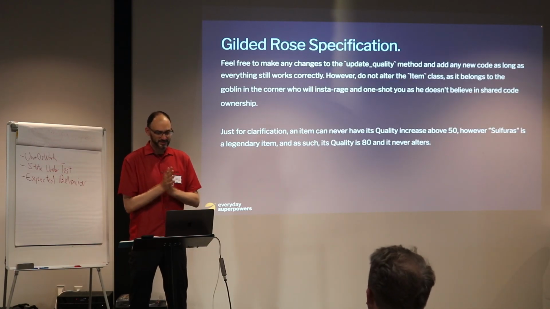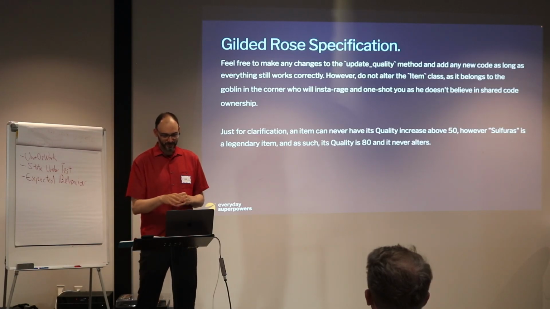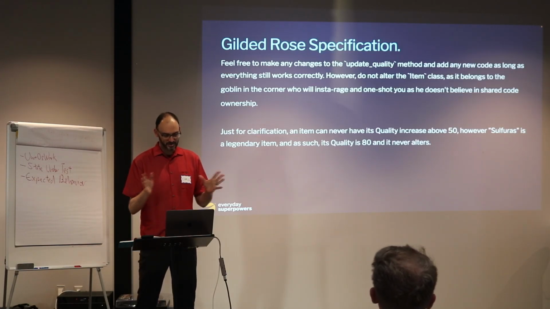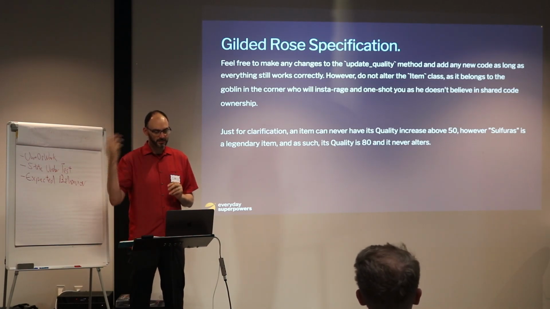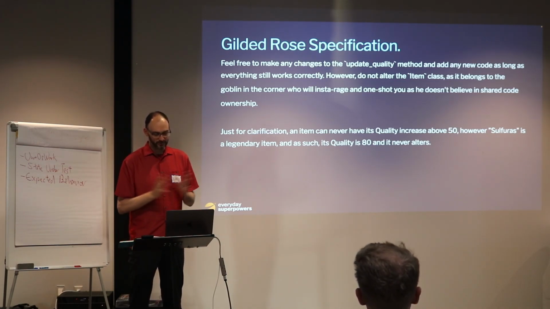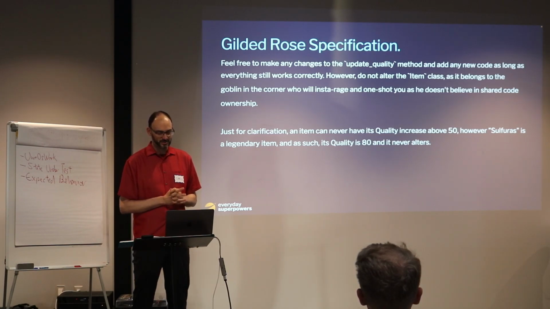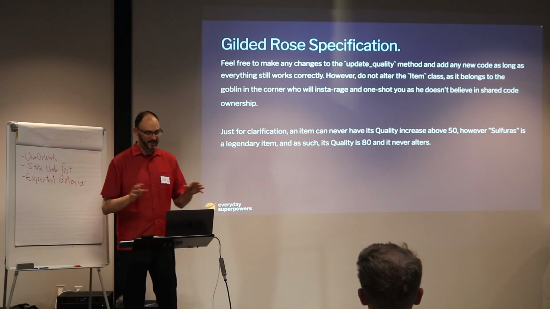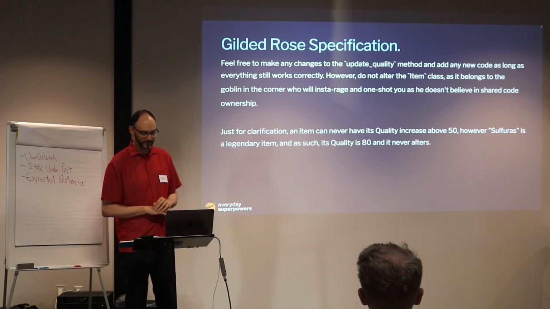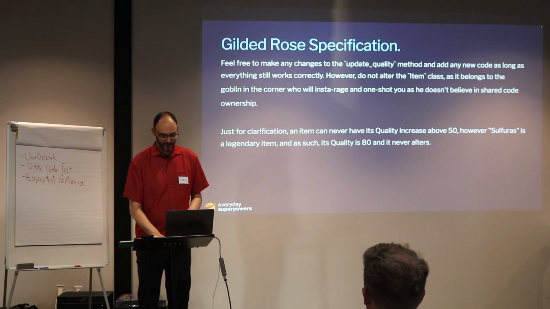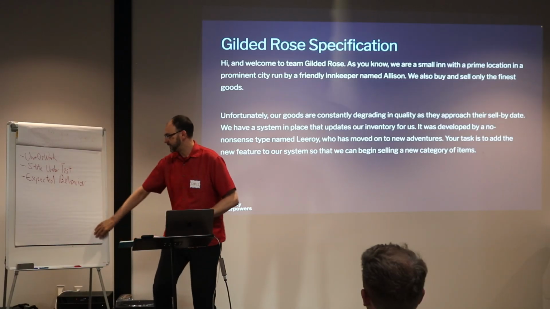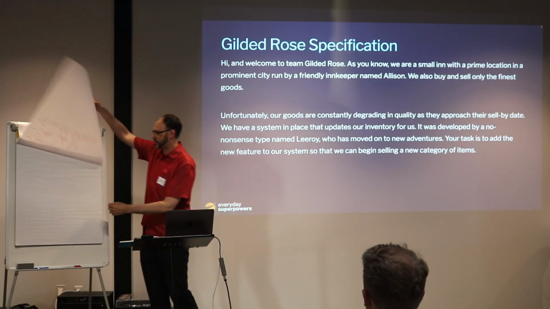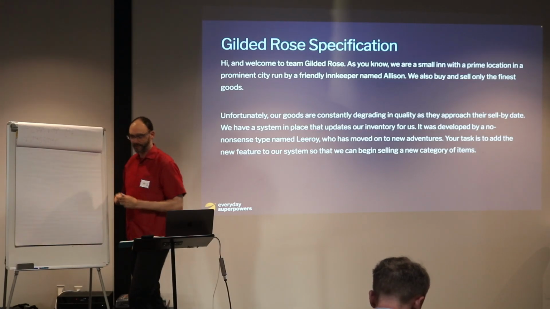Feel free to make any changes to the method, which we can skip because we're not doing this. And just for clarification, an item can never have its quality increase above 50. However, Sulfuras is a legendary item, and as such, its quality is 80 and never alters. So that's the specification. Let's capture some of these requirements, just so we keep them straight.